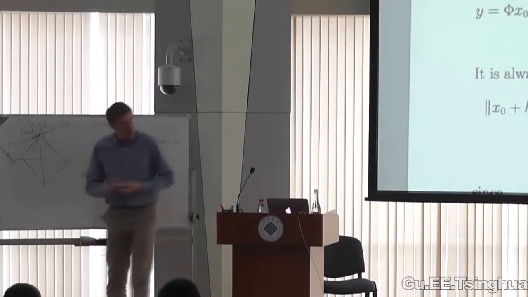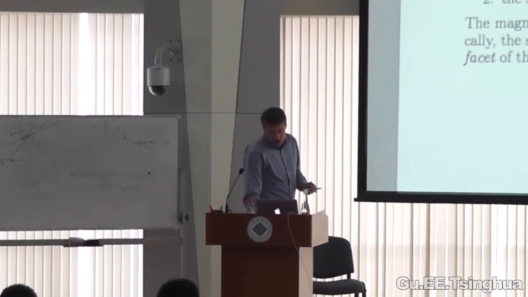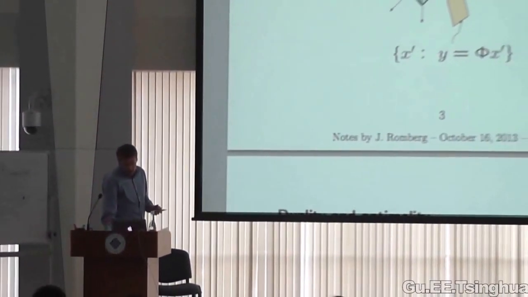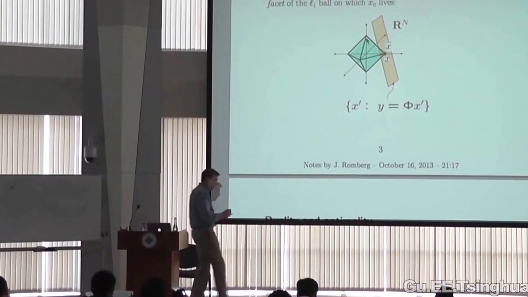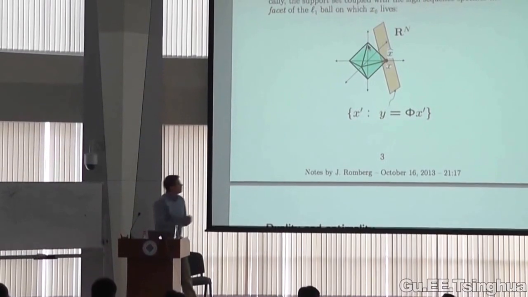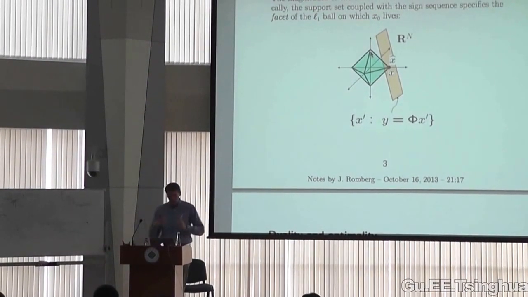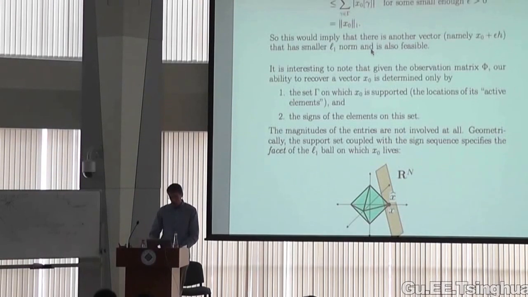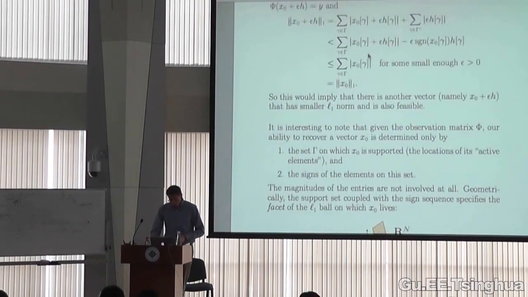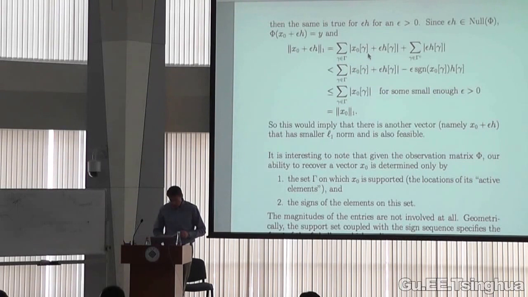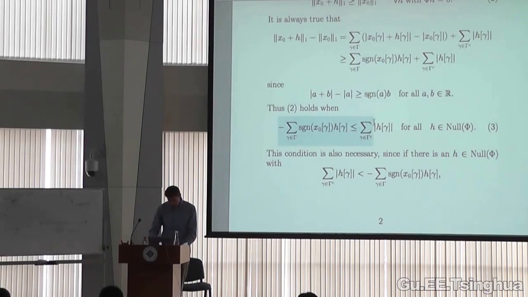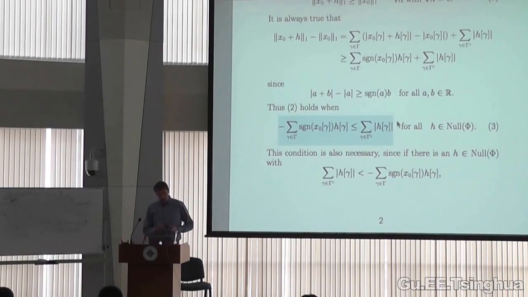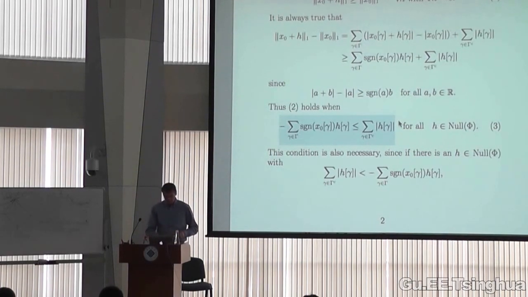There's a better picture on the next page. So if I can recover any vector perfectly on one of these facets of the L1 ball, then I can recover all of them perfectly. So it's really not a property of x naught, but of this subset of things where x naught lives on the L1 ball. Okay, so that's what we have. We have a necessary and sufficient condition for being able to recover the vector x naught from these observations, y equals phi x naught.